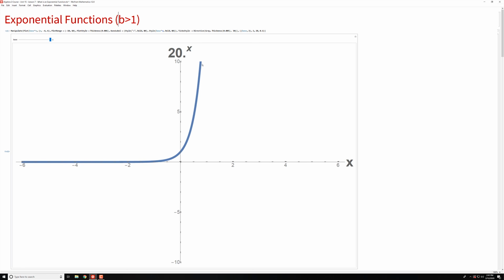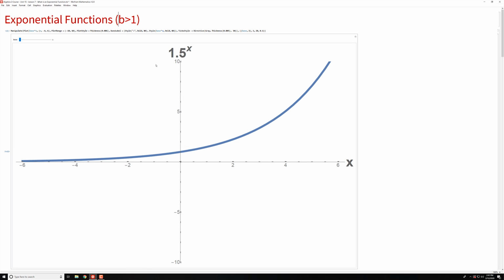20 to the power of x is a very steep exponential curve. As I back this thing down, you can see we start to bend the curve down closer and closer and closer. Notice what happens when we get down to around 1.5 to the power of x. We have a very gentle curve that goes up.